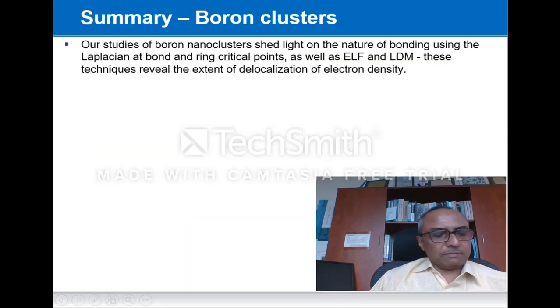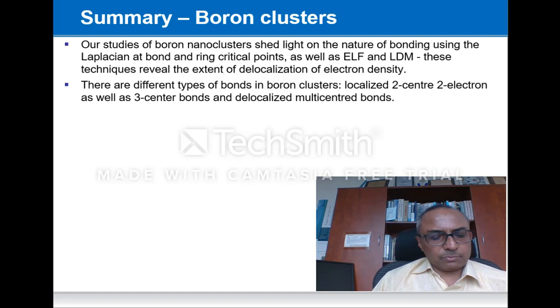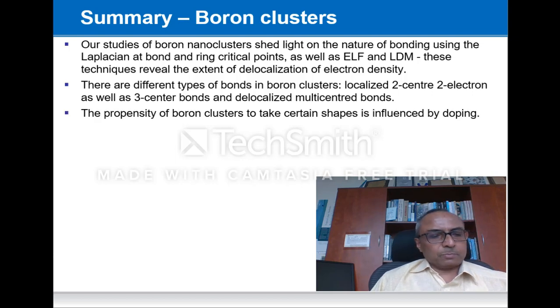So to sum up what we have learned about boron clusters, the Laplacian at bond and ring critical points, the ELF and the LDM reveal the extent of delocalization of electron density and the nature of bonding in boron clusters, distinguishing between different types of bonds, localized covalent two-center two-electron bonds versus three-center bonds and delocalized multi-center bonds. The propensity of boron clusters to take on certain shapes is influenced by doping.